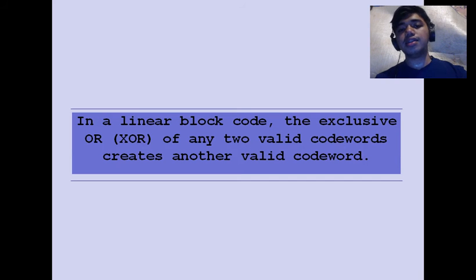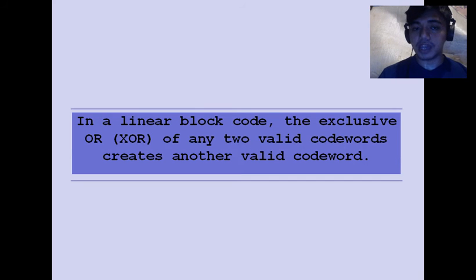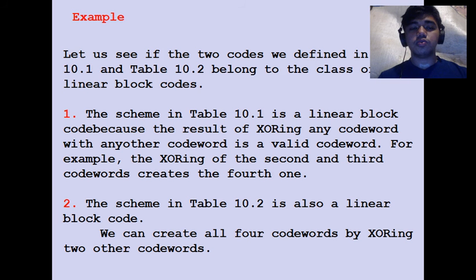In a linear block code, as I mentioned earlier, the exclusive OR (XOR) of any two valid code words creates another valid code word. So the scheme in table 10.1 is a linear block code because the result of XORing any code word with any other code word is a valid code word. For example, XORing the second and the third code words creates the fourth one.